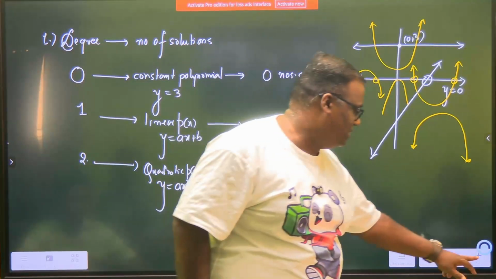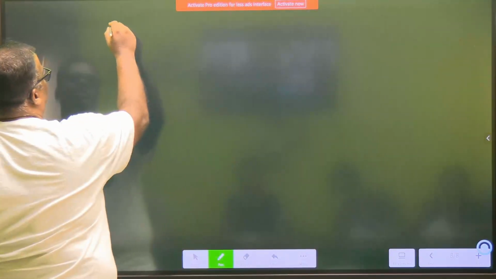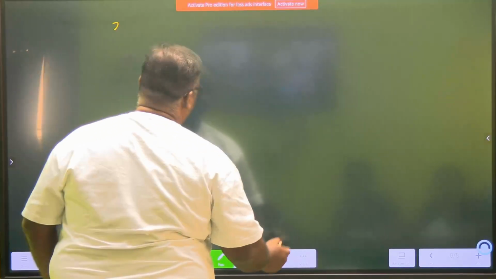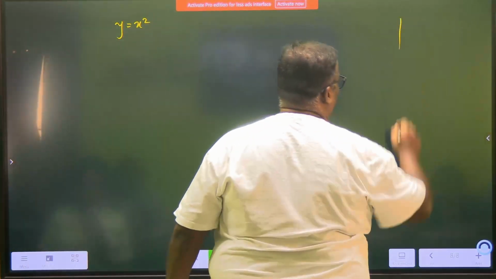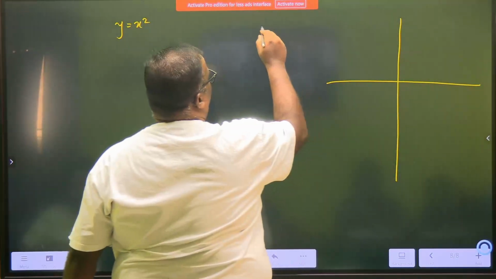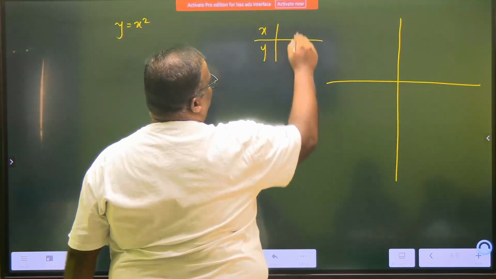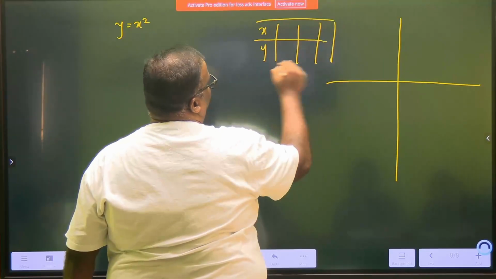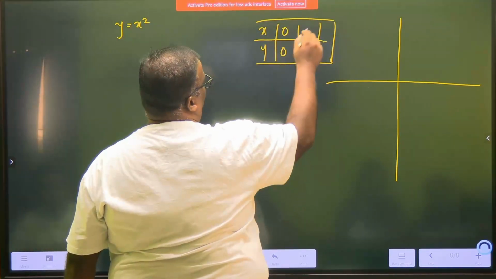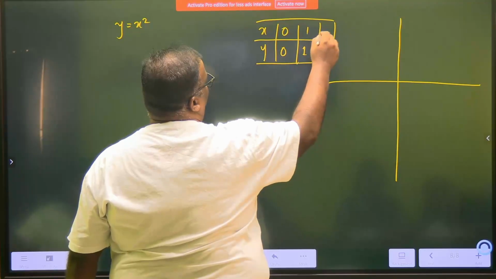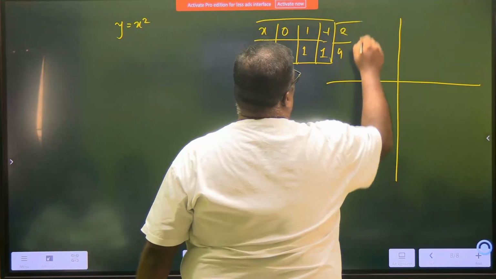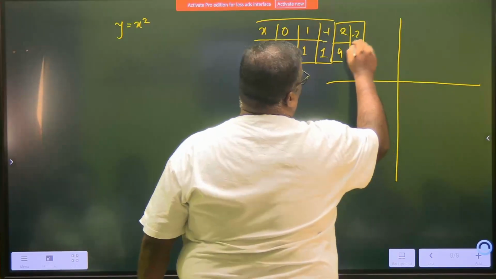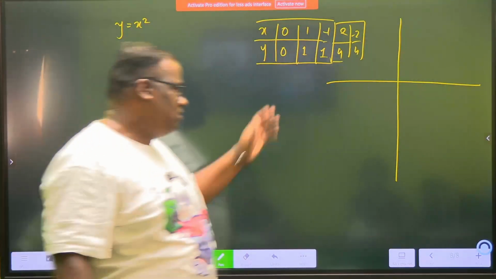Let's have some fun. Let's take an equation, say y is equal to x square. Y equal to x square. Let's plot this graph. You know how to plot. Okay. You take x and you take y. Different values. Let's say we take 3 values. If I take 0, then y will be 0. If I take 1, y will be 1. If I take minus 1, y will be 1. If you take 2, y will be 4. If you take minus 2, y will be how much?